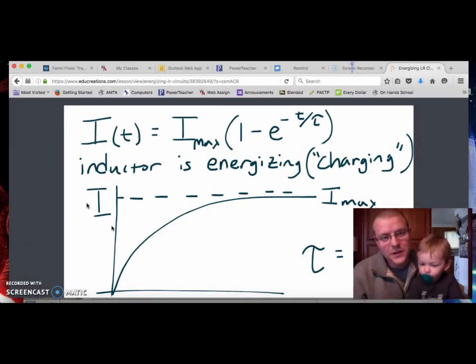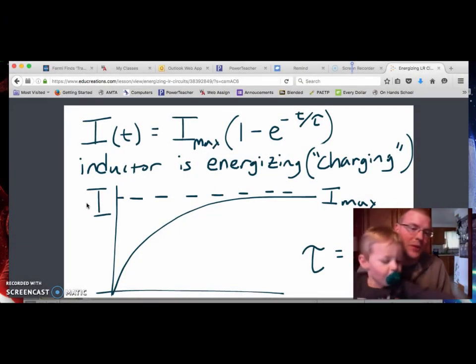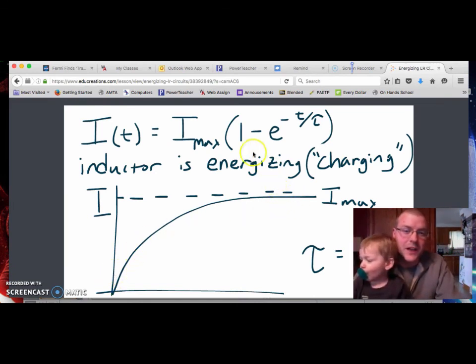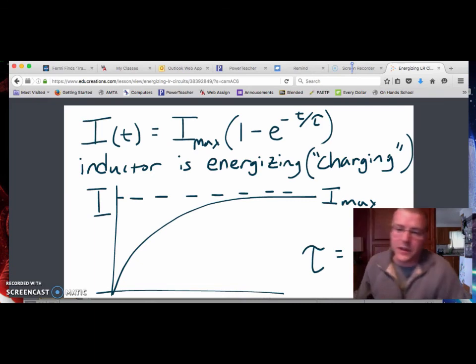In the RL circuit, as the inductor starts to energize, I always slip up and say that it's charging because I'm used to saying it from capacitors. The current grows exponentially with this 1 minus e to the negative t over tau, and that L over R has to give us a second. We'll talk about that tomorrow.